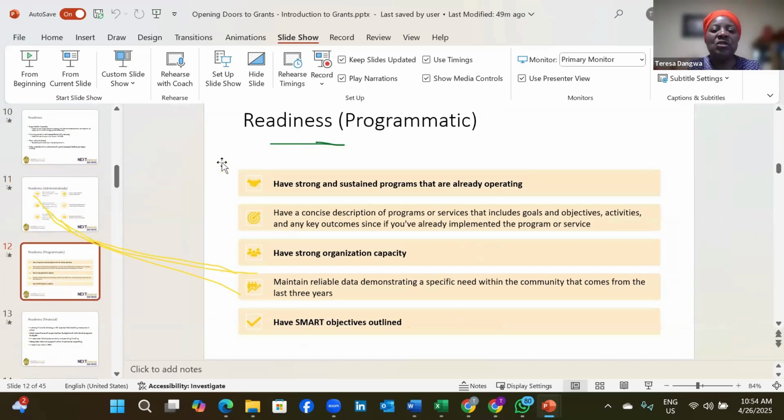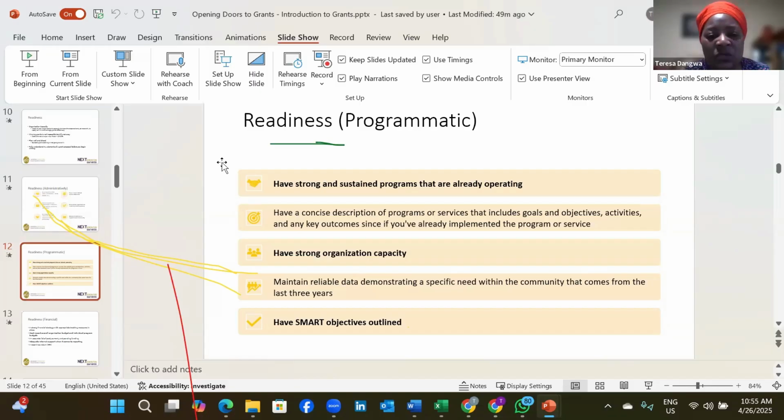Do you have a strong and sustained program or programs that are already operating? What you are applying for might be a new program, but do you have other programs that you have done that are successfully running? Those make your case much better. Not to say that if you are brand new, they will not give you funding, but it helps if you can show that you do have other programs that you have done.